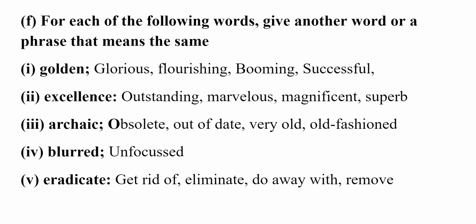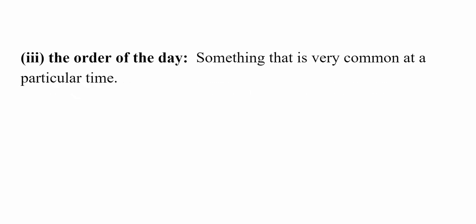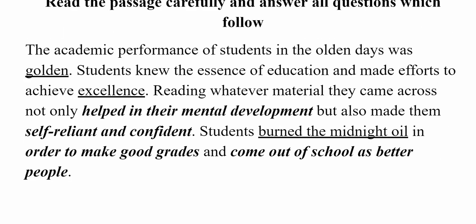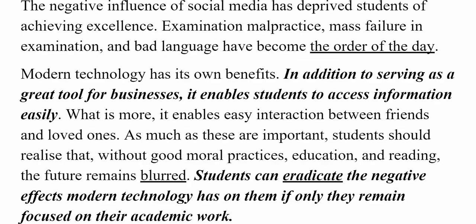So golden can be replaced with glorious, flourishing, booming, and success. Let's go to the passage and see whether we can fix any of the meanings in the passage at the place where we see golden. So let's go back to the passage and see whether we can fix this over there.